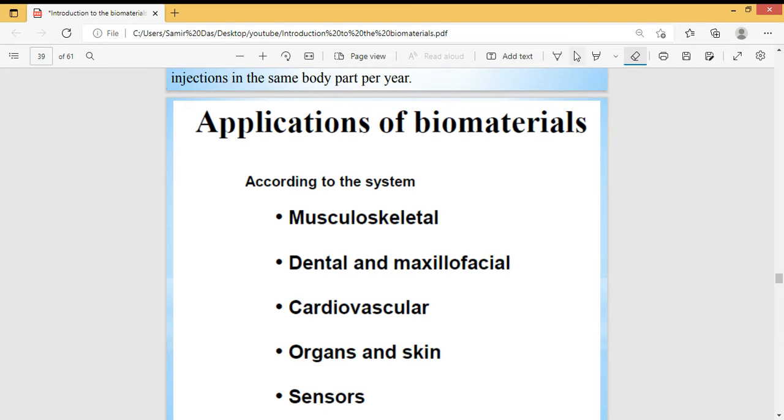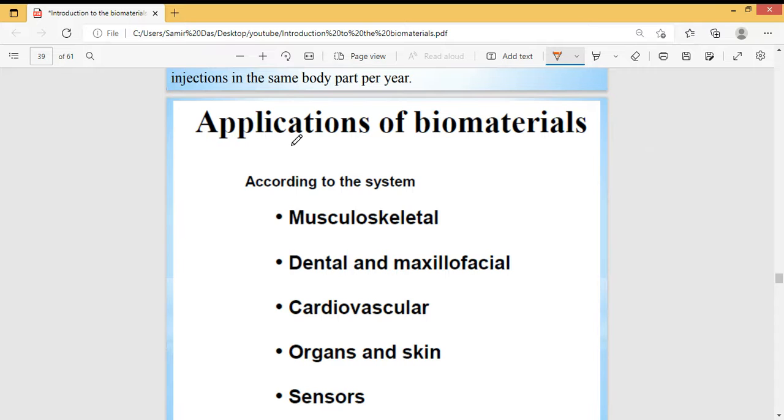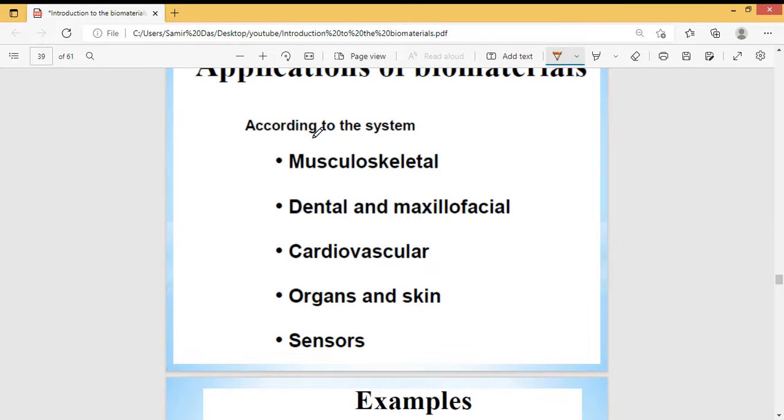Today we will discuss mostly the application point of view. So what are the application zones of biomaterials? According to the system, we have classified them into mostly 4 to 5 classes. First is the musculoskeletal system. Next is dental. Another is cardiovascular. Another is organ and skin based, and lastly we can categorize the sensor based or microfluidic sensor based biomaterials.